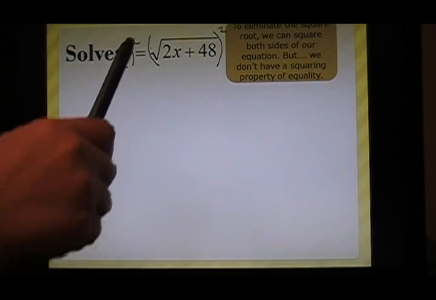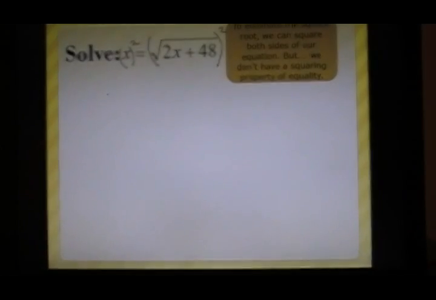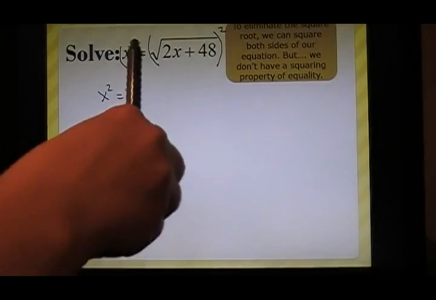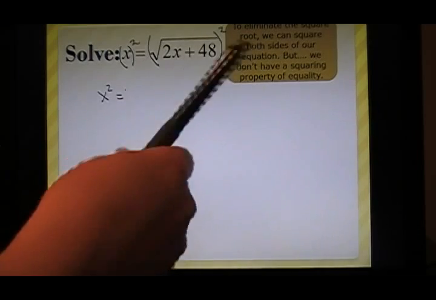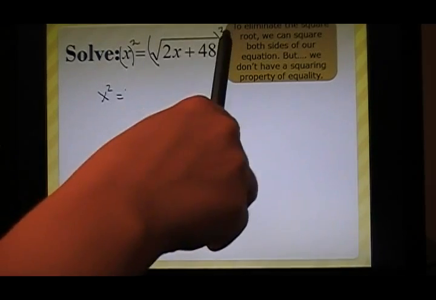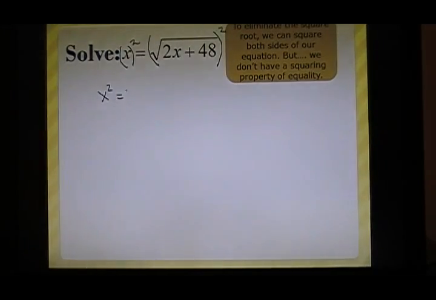So if we square both sides of this equation to solve, what we end up with is x squared equals, and we say that the square root of 2x plus 48, squared, the square cancels out that square root, giving us 2x plus 48. So when we square both sides, what we end up with is a root-free equation.